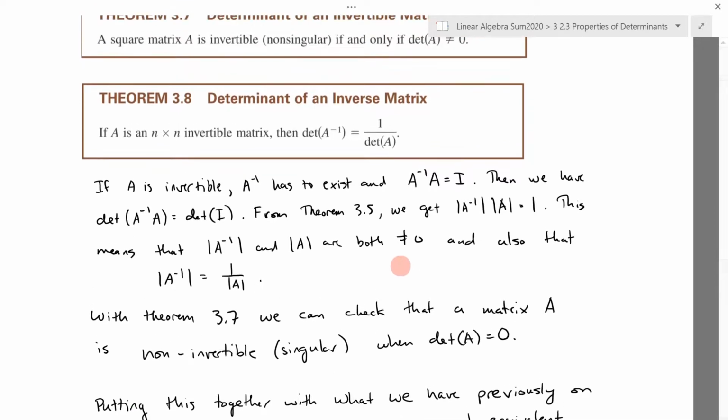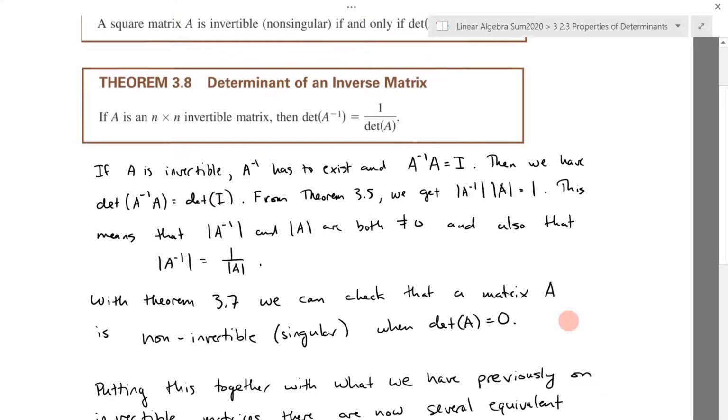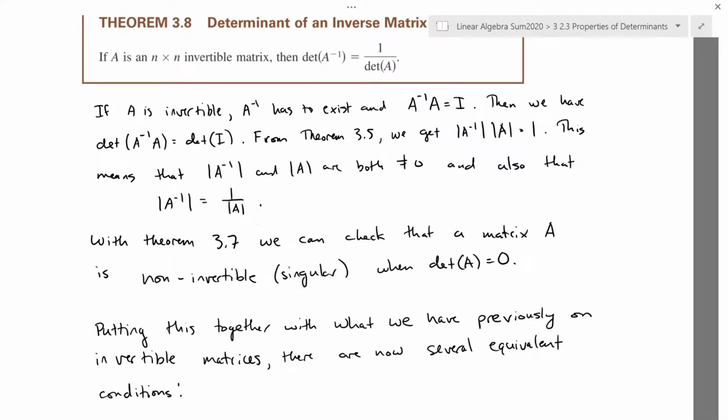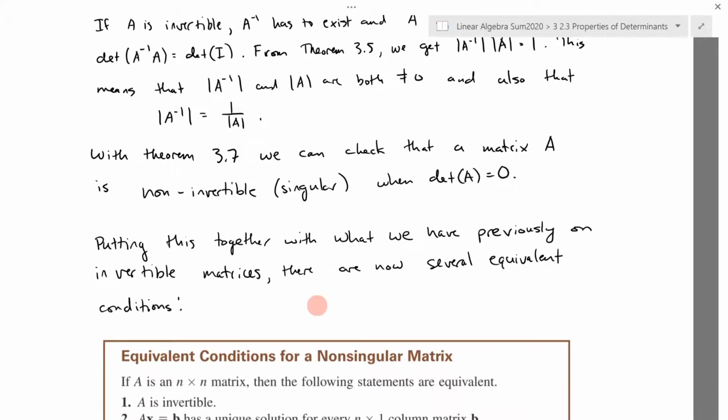And again, usually the way we think about theorem 3.7 is that it gives us a condition to check when a matrix is not invertible. So if you can calculate that the determinant of a matrix is 0, then you know automatically that it cannot be invertible.